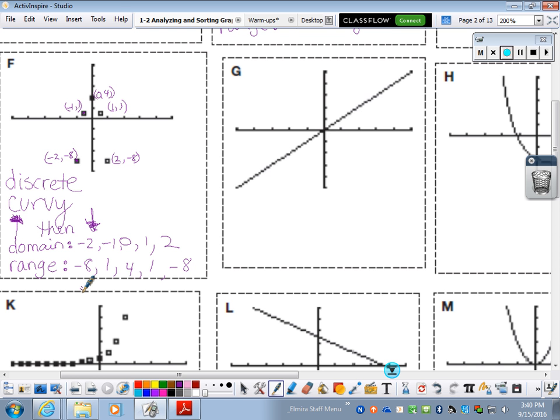The domain and range part that I'm talking about right now is not in your homework assignment, so don't stress over that. But it's something that we will talk about and revisit and revisit and revisit as we talk about all the different kinds of graphs throughout the year.